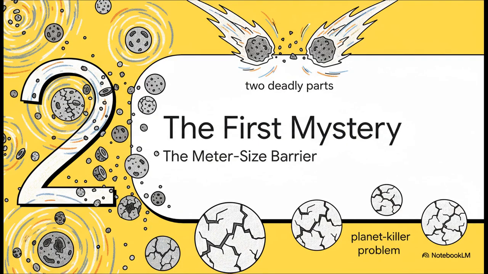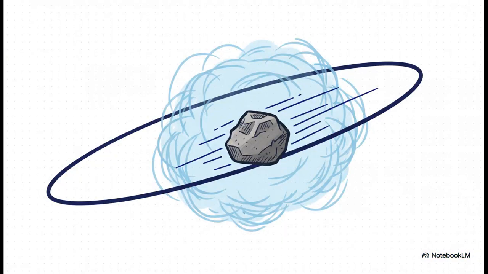Right? Let's get into this, because this is where our nice, simple story completely falls apart. Scientists ran into what they called the meter-size barrier. And honestly, it was a planet killer of a problem. In fact, it had two deadly parts to it. Okay, so here's the first issue.